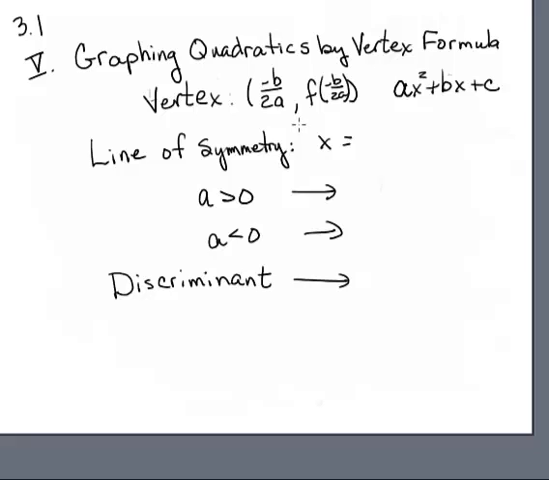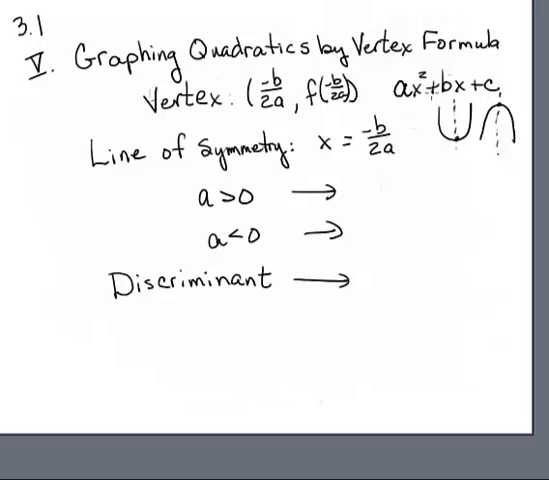Once we know the vertex and whether it opens up or down, all we have to find is the y-intercept, and that'll give us an idea of how wide that parabola is. Our line of symmetry, no matter which way the quadratic opens, cuts through the middle. It is x equals that x value of the vertex, which is negative b over 2a.